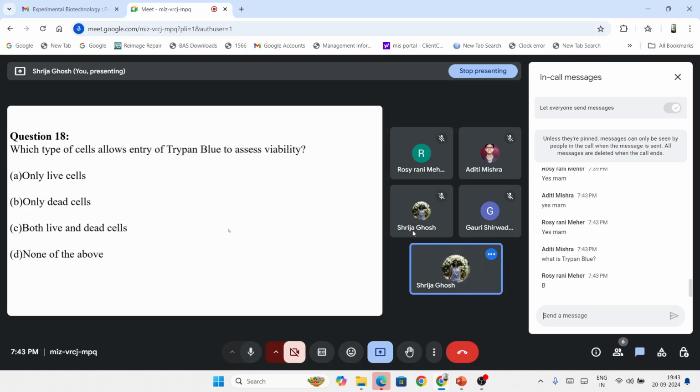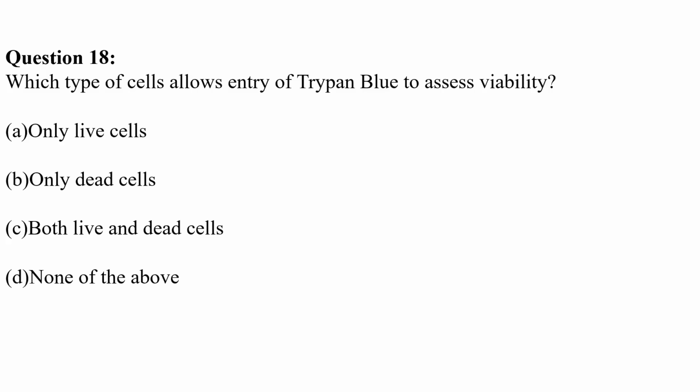Rosie says option B, only dead cells. What is trypan blue? Trypan blue is a dye. So, Rosie, you are right, option B is the correct answer. Trypan blue is a dye that can enter the dead cells, but it cannot enter the live cells. So, if I'm doing cell culture, we will have multiple live cells, and there will be cells that are dying.